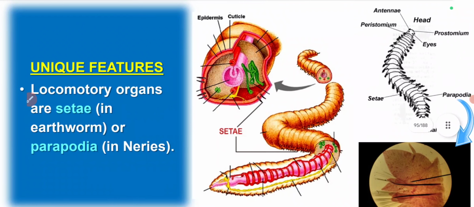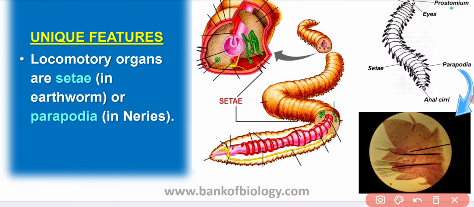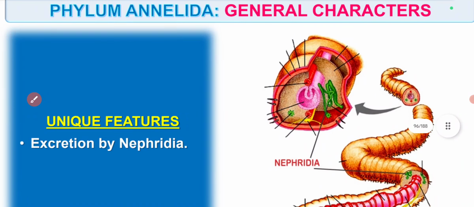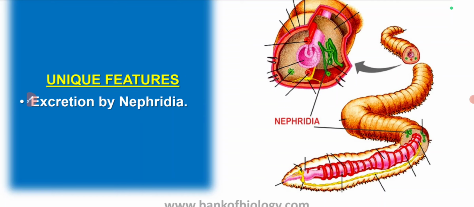Locomotory organs are setae in earthworm and parapodia in Nereis, as you can see in the diagram. These are called setae, as labeled. Parapodia are present in Nereis. Next is excretion by nephridia. Nephridia are present and act as excretory organs.